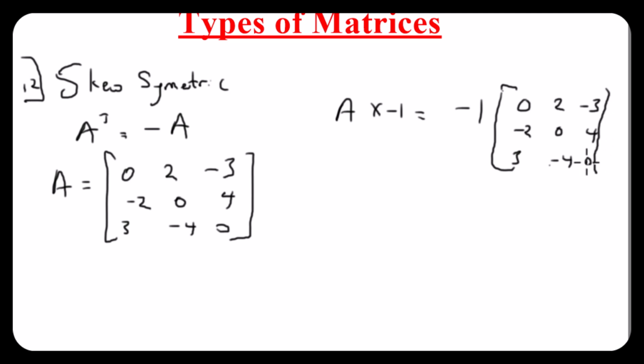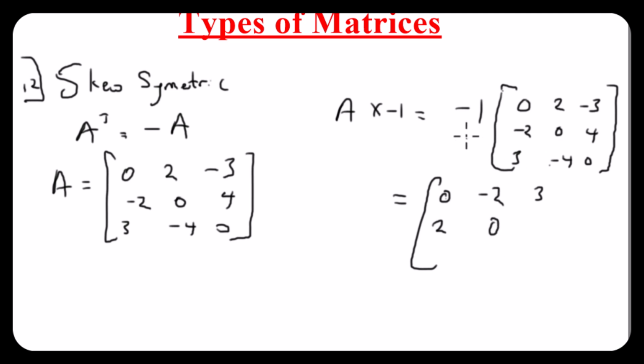So let's just do that again. I'm going to use this negative 1 to multiply all the elements inside of this matrix one after the other. So minus 1 times 0 gives me 0. Negative 1 times 2, that's minus 2. Negative 1 times minus 3, so that's 3. Negative 1 times minus 2, so that's 2. Negative 1 times 0 is 0. Negative 1 times 4, so that's negative 4. Negative 1 times 3, so that's negative 3. Negative 1 times negative 4, so that's 4. Negative 1 times 0, so that's 0. So this is my negative A.